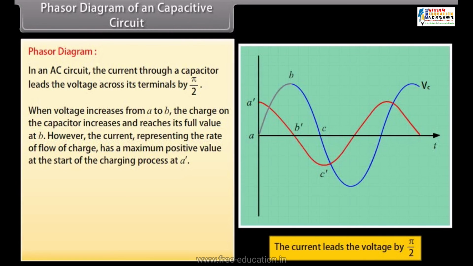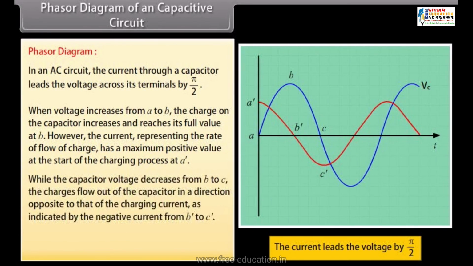However, the current representing the rate of flow of charge has a maximum positive value at the start of the charging process at A dash, while the capacitor voltage decreases from B to C. The charges flow out of the capacitor in a direction opposite to that of the charging current, as indicated by the negative current from B dash to C dash. Thus, voltage and current are 1/4 wave cycle out of step.